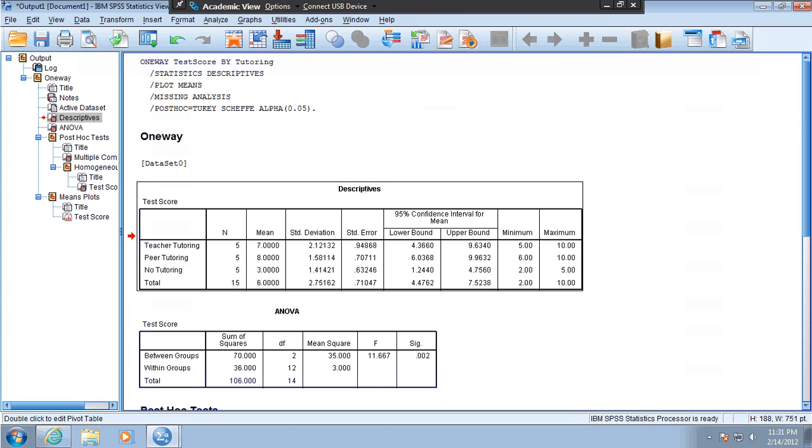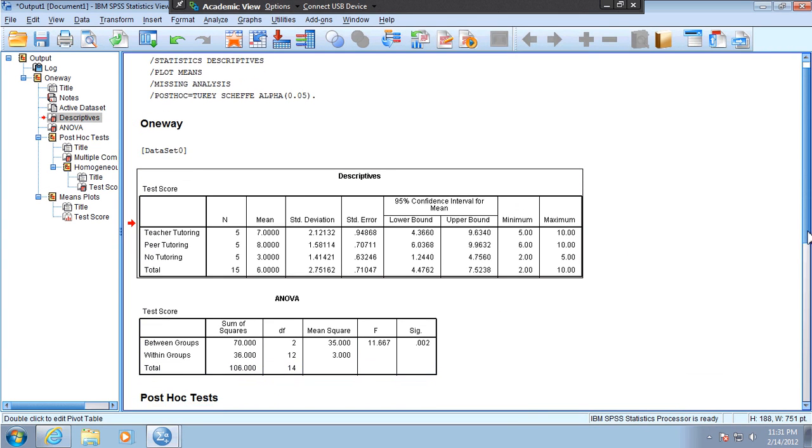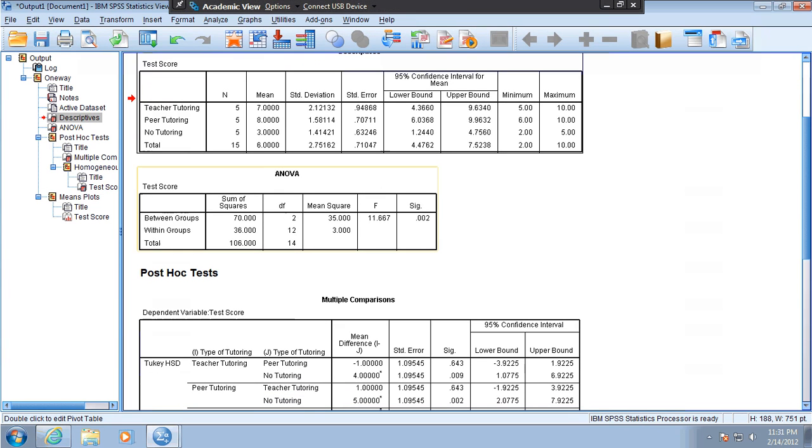Initially, you are provided with the descriptive statistics for the one-way analysis of variance, showing that the teacher tutoring group had a mean of 7, the peer tutoring a mean of 8, and the no tutoring group a mean of 3. We are then provided with the analysis of variance table. Again, the analysis of variance table shows very important relationships between quantities. We will be provided with the between groups sum of squares, which in this case is computed to be 70. The between groups degrees of freedom is 2, representing the number of groups minus 1.